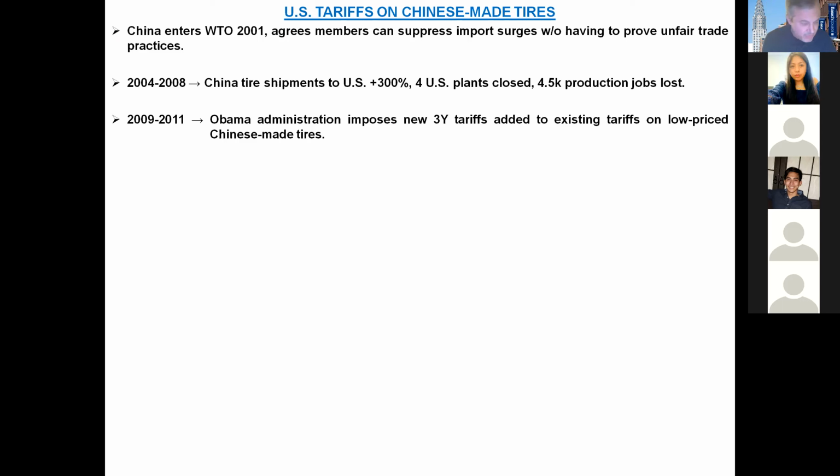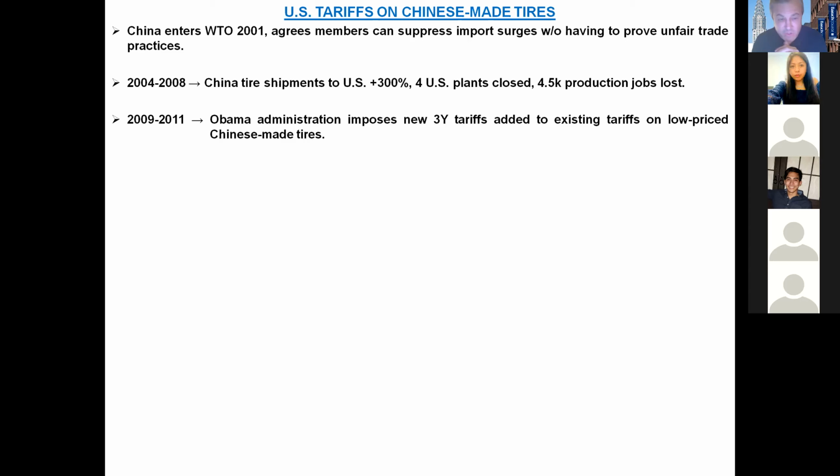If we take a look at US tariffs, which is an interesting case on Chinese-made tires, we know that China entered the WTO in 2001. What they agreed to, as such a massive global exporter, was that members could suppress import surges coming from China without having to prove unfair trade practices. So let's see what happened.